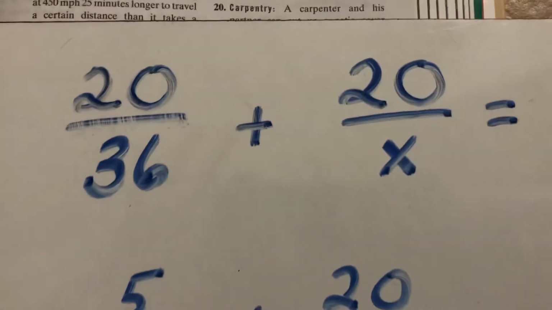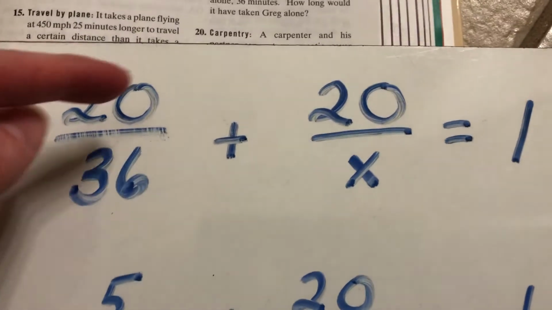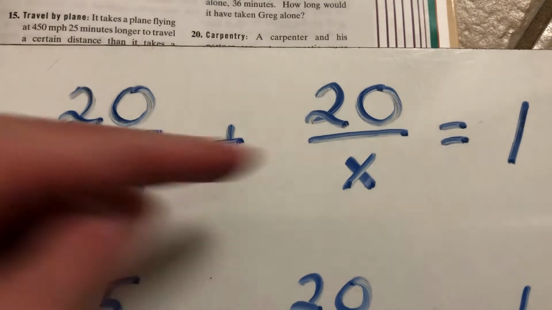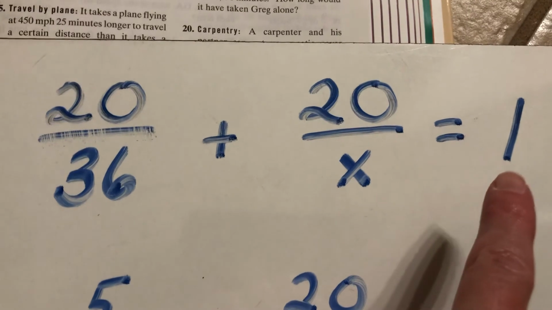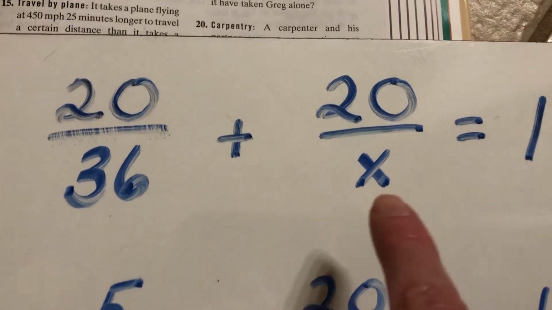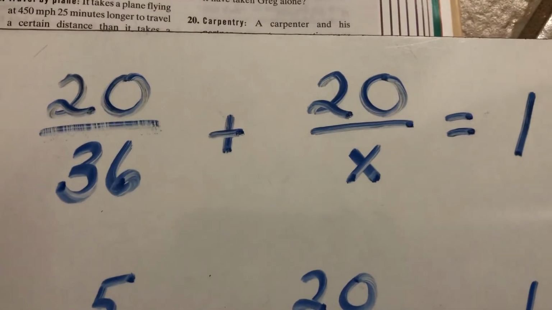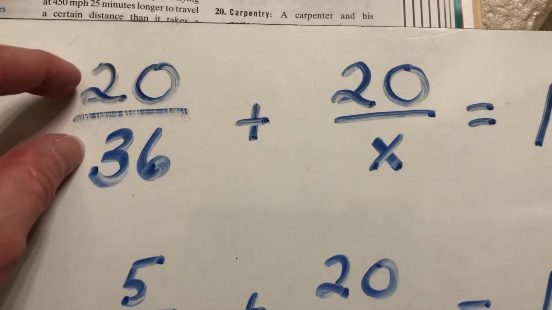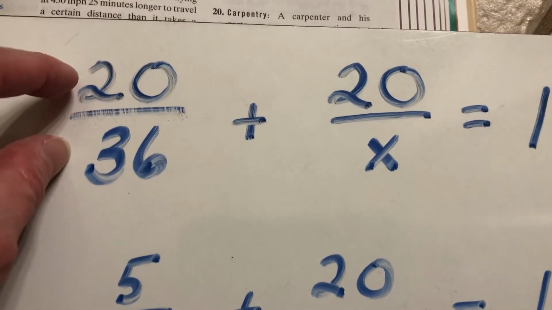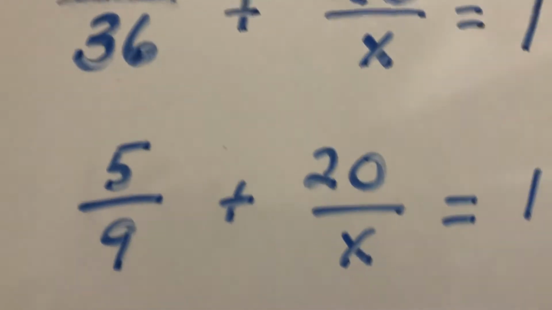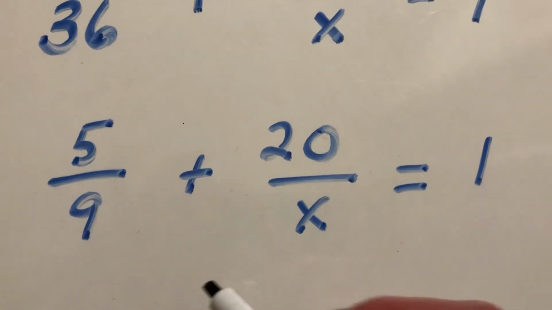So I'm going to set it up. This time I know the time together. So that's what goes in the numerator. Time together over time alone plus time together over time alone equals one job. So I don't know Greg's time alone. I'm going to solve this equation, but the first thing I'm going to do is put this fraction into lowest terms. It will make it easier to solve this equation. So I divide top and bottom by 4, and that's how I get 5/9 plus 20 over x equals 1.